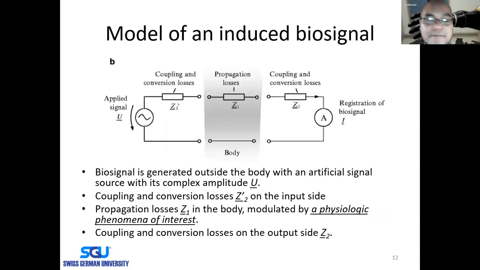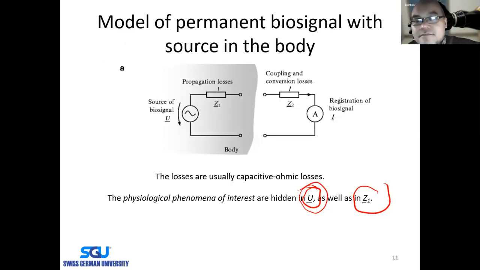Sir, yes? Can I ask? So we just have to change the U with voltage or current based on what we want to search. Is that correct? Can you repeat again? I don't understand the meaning. So if we want to measure the heartbeat or something, we just change it to voltage or current. Is that correct, or am I wrong? No, you have the wrong impression here.